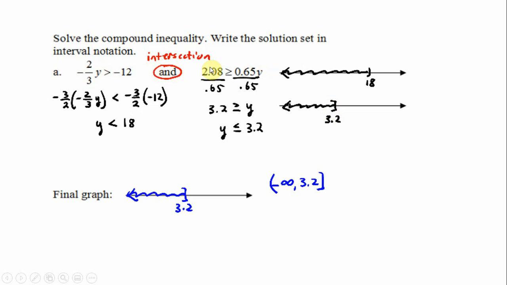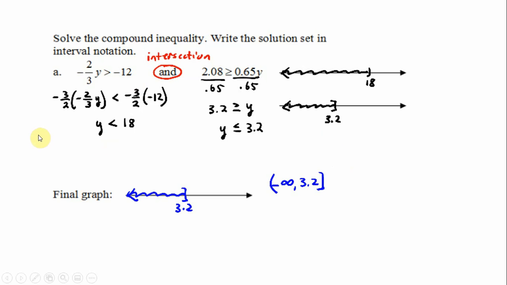Now I needed things "and." Notice that all of these numbers in here, let's say 15 is in this one, but it's not in this one. It has to be in both, so I don't include any of these. All the way up to 3.2 is in this one, so that's my solution set because I have an "and." And here's my final graph.